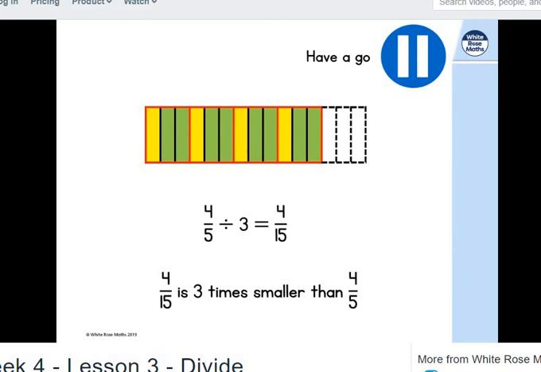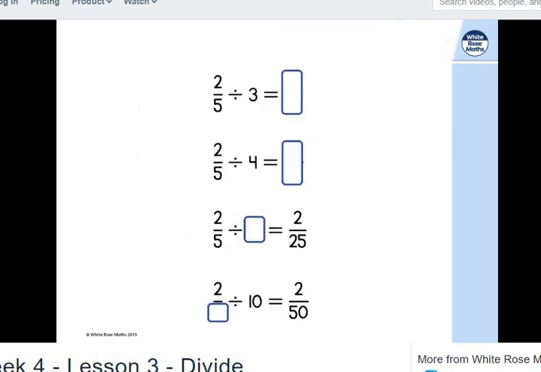So 4/15 is 3 times smaller than 4/5. I wonder if you've noticed anything. Think of the relationship between the denominator and the divisor. We're dividing by 3. So what fraction is 3 times smaller than 4/5? Well, it will be 4/15. Pause the video, see if you can solve these.